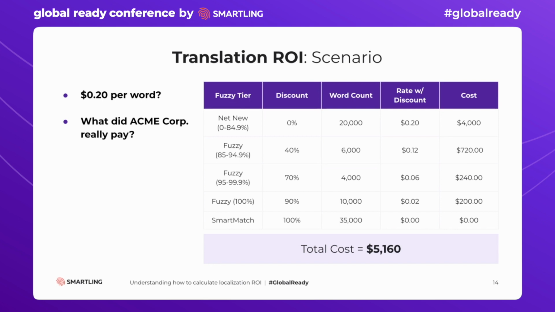But then as you see down this table, the higher the fuzzy match and then the smart match, the steeper the discount is for that content. Taking a look at the line that is a 100% fuzzy match, that adds up to 10,000 words, costing only $200 for translation. If there was no discount applied, that would be $2,000 for just those 10,000 words. So Acme Corp in this scenario wound up spending $5,160 to translate those 75,000 words.